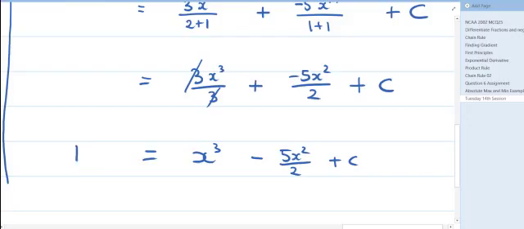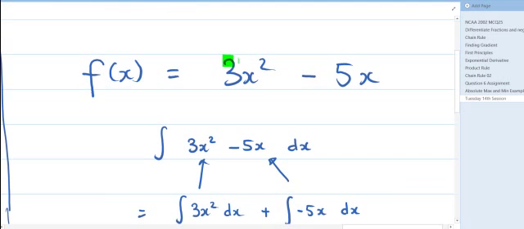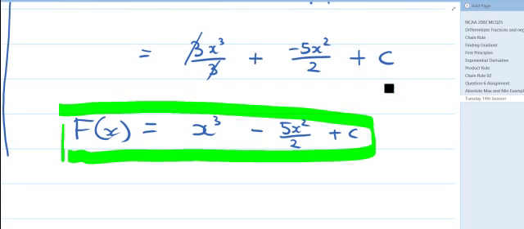And remember, this is your original function. So if I ask you to find the derivative of this function right now, you'll find that the derivative will end up being something like this, 3x squared minus 5x. That's how you do the antiderivative.